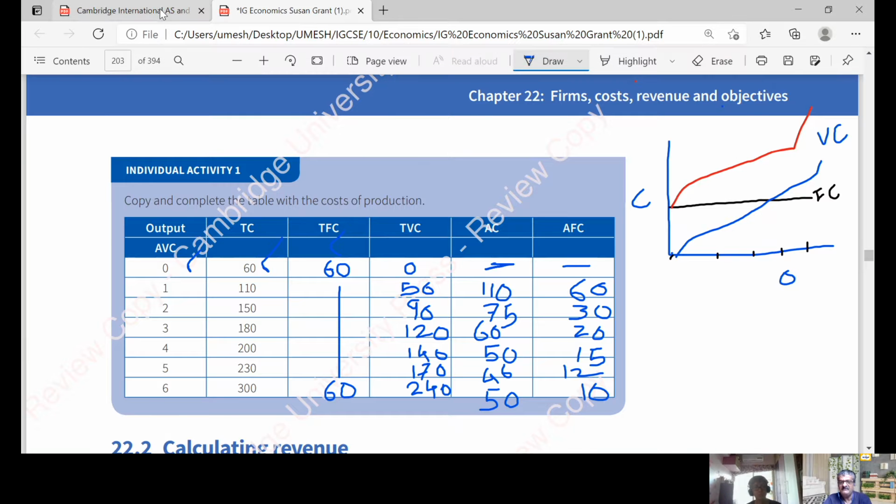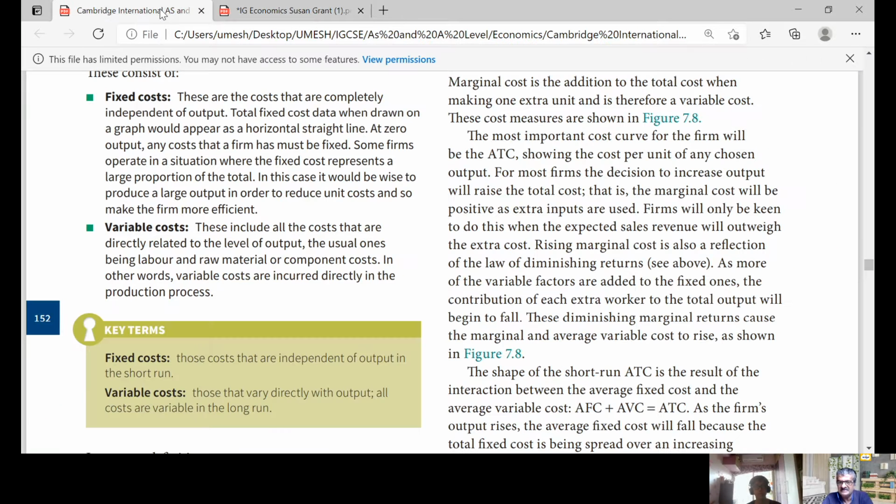Here they say that whenever a firm wants to increase the output, it is going to increase the cost. That is, the marginal cost will be positive as extra inputs are used. Inputs means more factors of production, labor or capital or land or enterprise that you are going to use. The marginal cost will be positive. It will go on adding up.